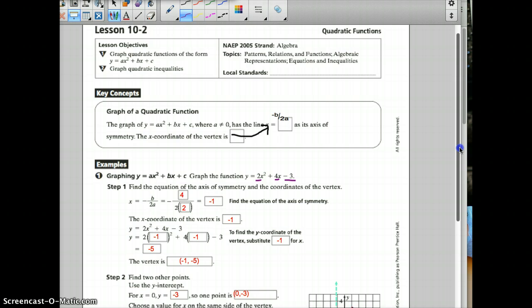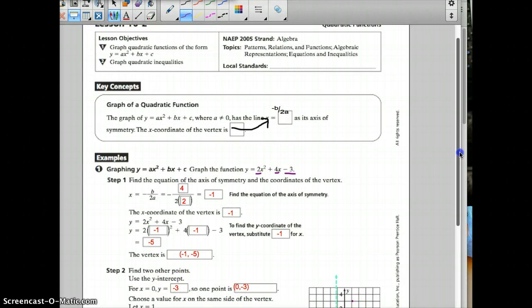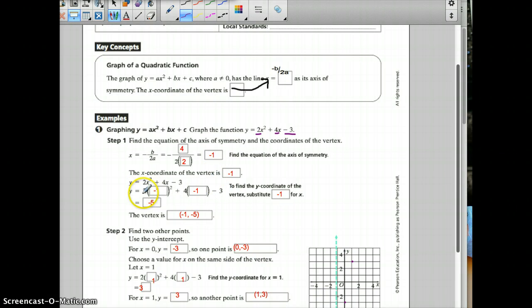So we now plug negative 1 into the original equation, the quadratic function there. And again, we have 2 times negative 1 squared. Gotta watch your signs with these, it's really important. And then plus 4 times negative 1. And again, signs are important, minus 3. When we do all of the math here and compute that, we get negative 5. So we now have a vertex of negative 1, negative 5.